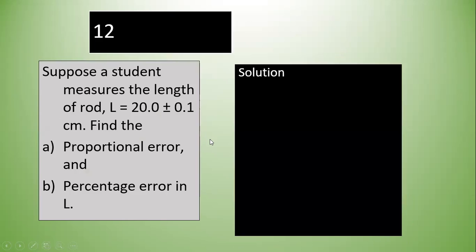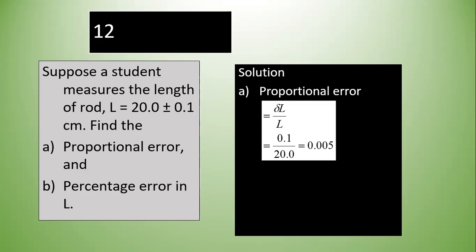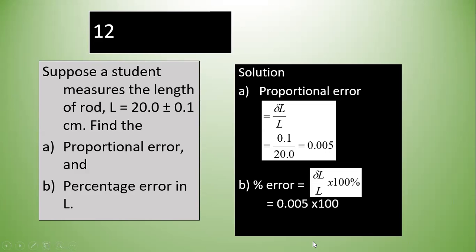This time, one question. Suppose a student measures the length as 20.0 plus or minus 0.1. Find the proportional error. It's just to get you familiar with the terms used. Proportional error, delta L over L. So it's 0.1 over 20.0. Percentage error in L, you just multiply what you have calculated times 100. So it's 0.5%.